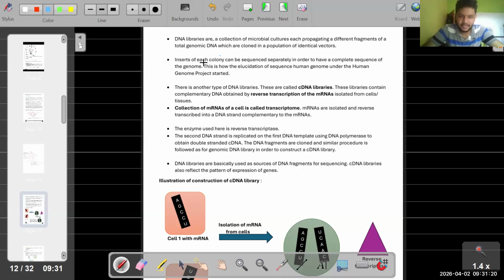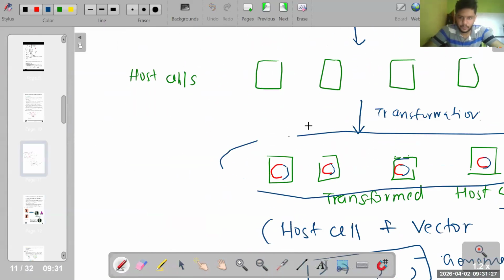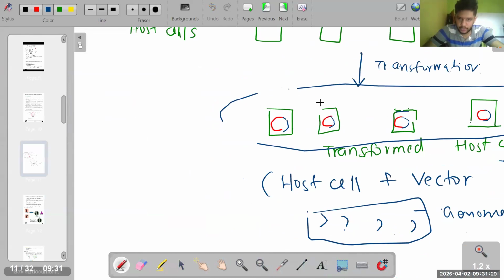Can you see? Inserts of each colony. Inserts of each colony means this one. See, inserts of each colony. This is a colony, this is a colony, this is a colony, and this is a colony. Inserts are this blue color, right? They're saying what they are saying.